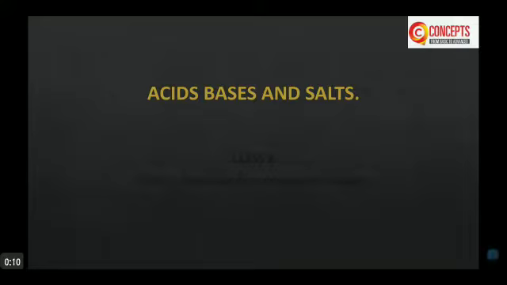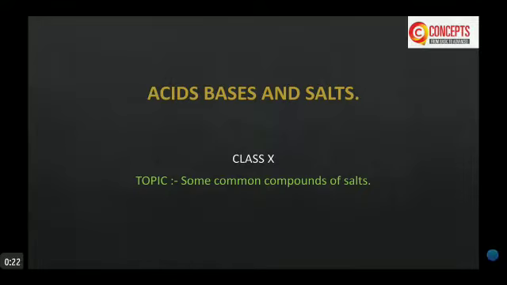So students, we were studying about acids, bases and salts. In our first part, we studied the physical and chemical properties of acids and bases, and in the second part we studied the pH scale and indicators. Now in our third part, that is our last part, we are studying some common compounds of salt.